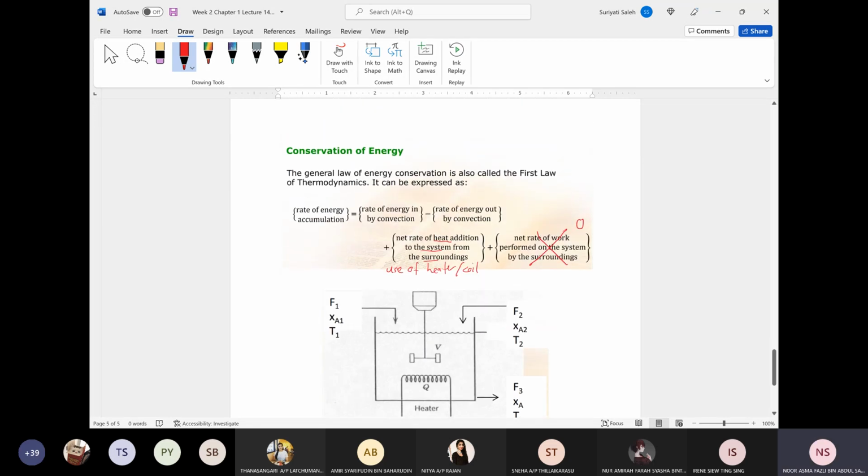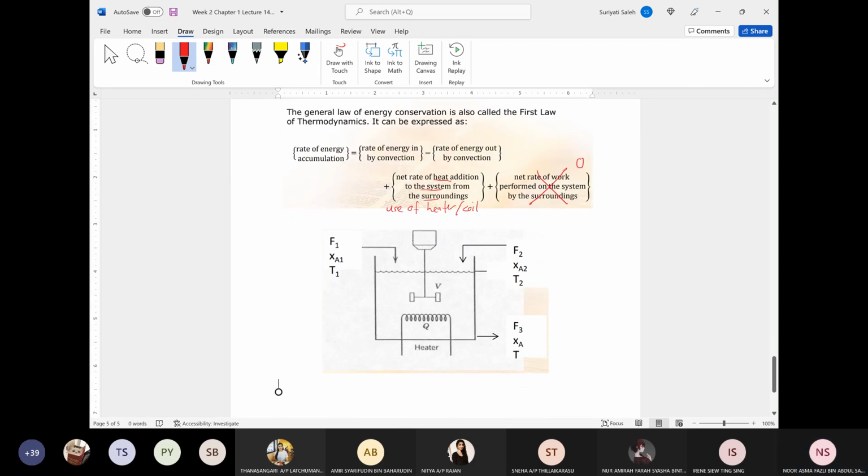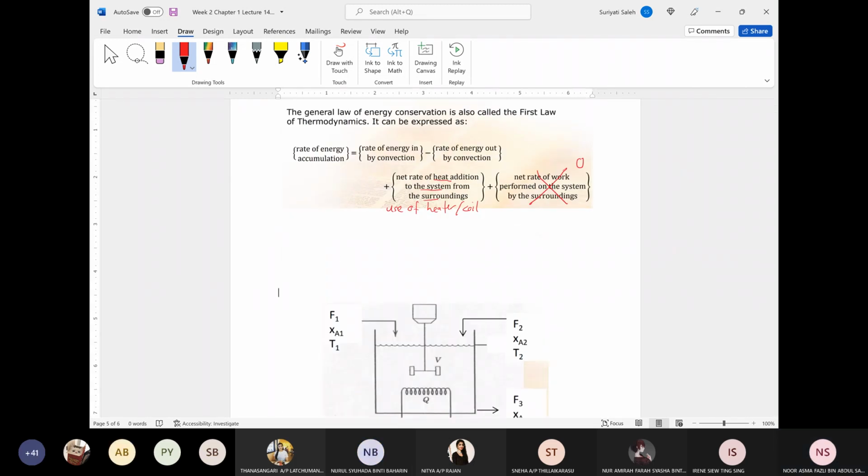So we start with the derivative dE over dt. So this dE over dt represents the rate of energy accumulation. We start, the E stands for the energy. So this is the rate of energy accumulation.